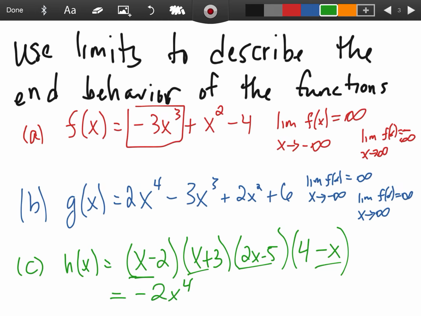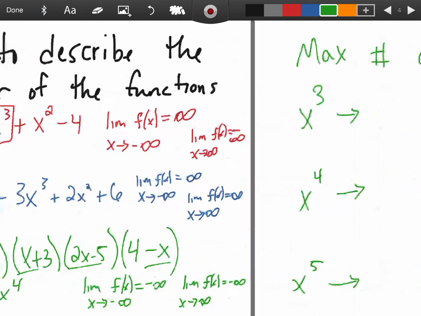Well, that's going to tell us both arrows point down. So the limit of h of x as x goes to the left goes to negative infinity. And same thing as we go to the right. That's also going to go to negative infinity.